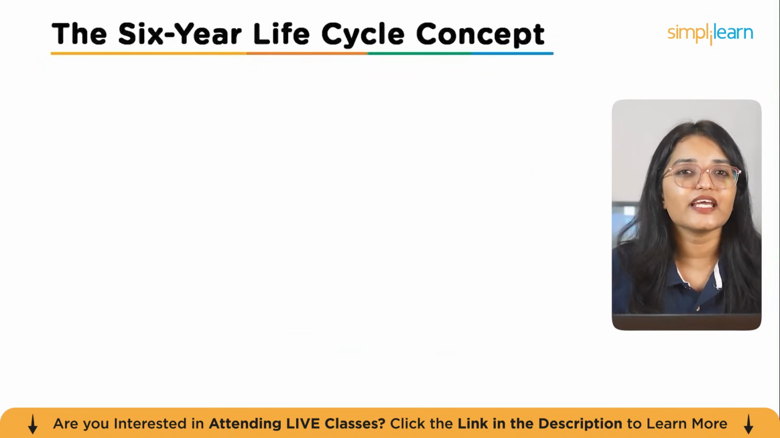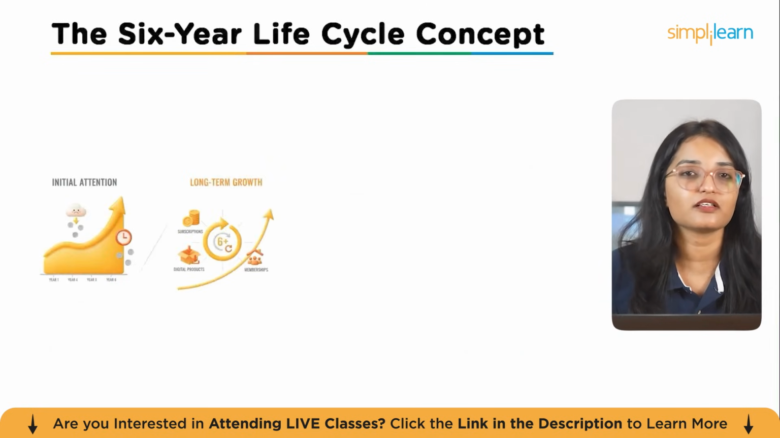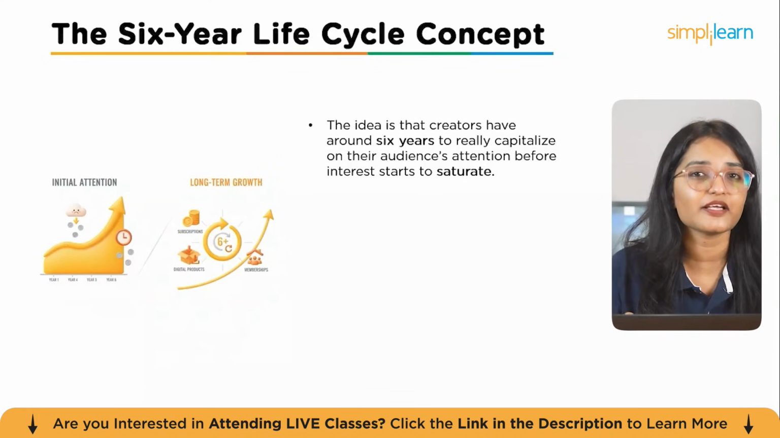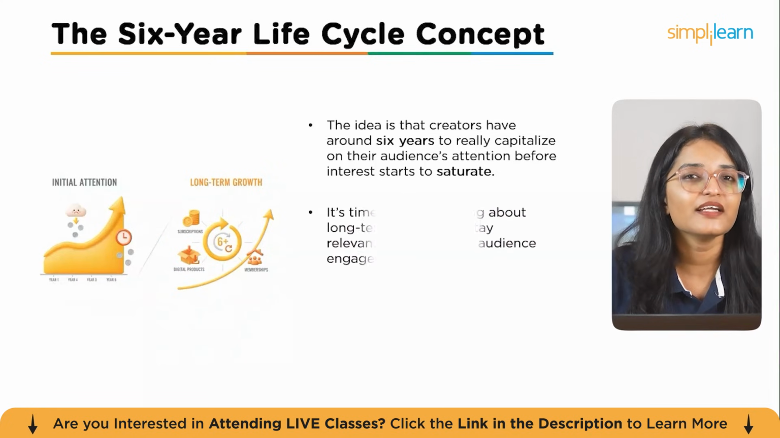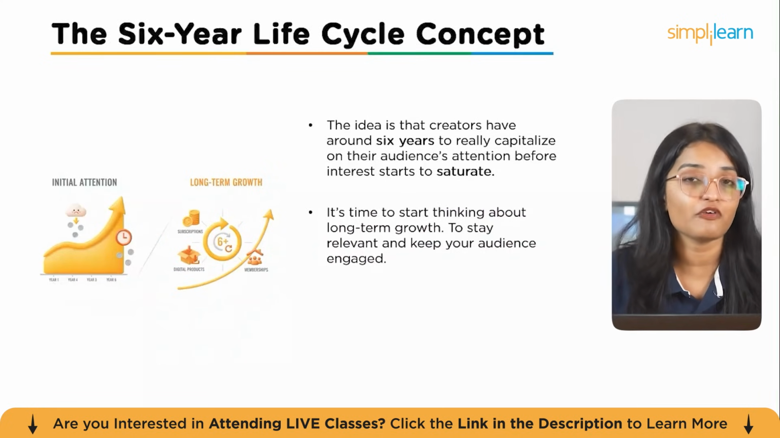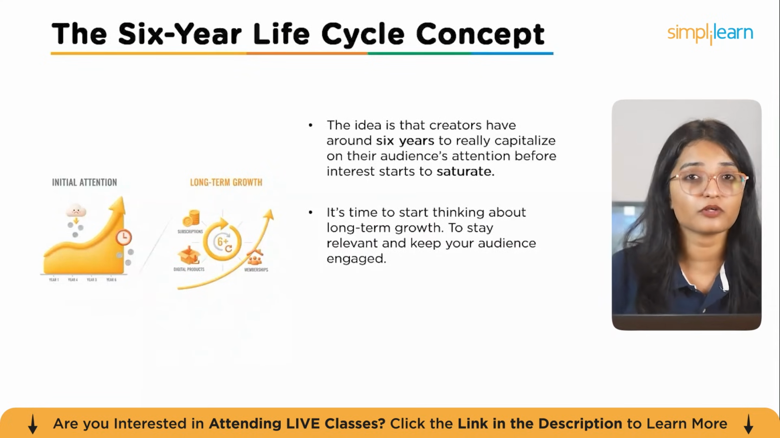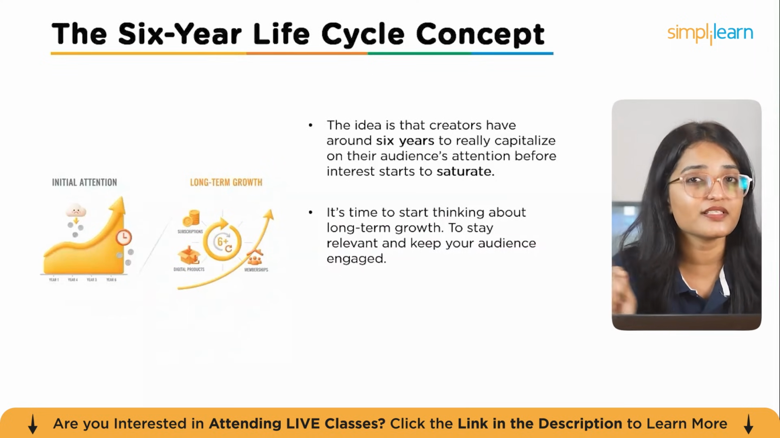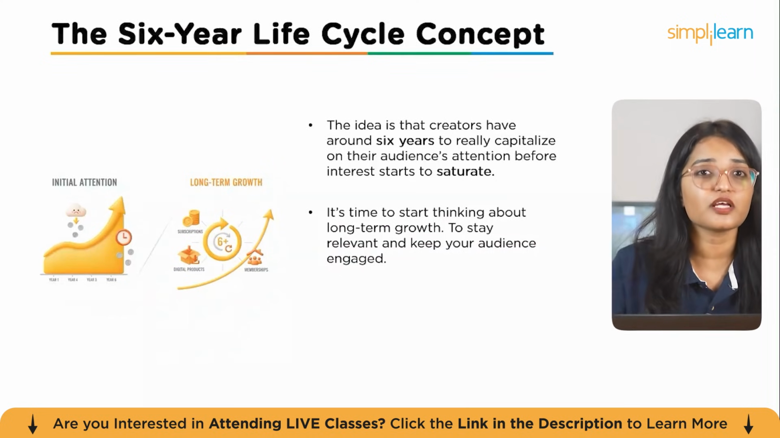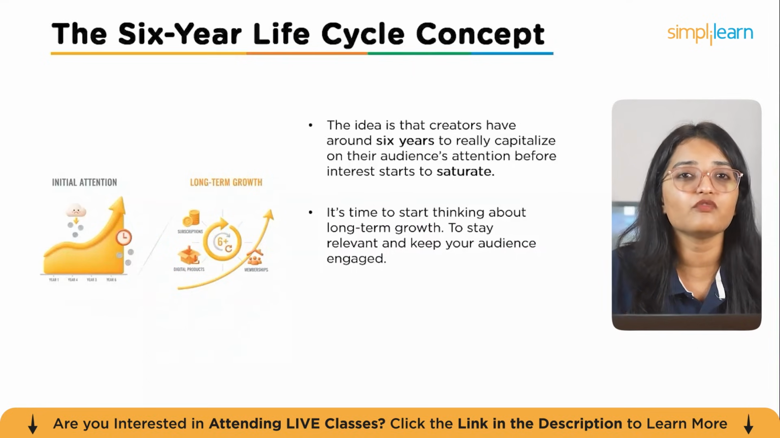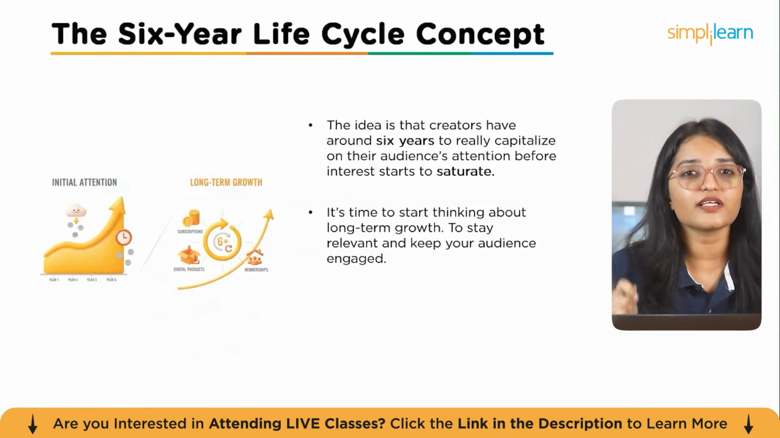Next, let's understand a game-changing concept, the 6-year life cycle concept. The idea is that creators have around 6 years to really capitalize on their audience's attention before interest starts to saturate. After that, it gets harder to keep them at the same level of engagement. So what does this mean for you? It's time to start thinking about long-term growth. To stay relevant and keep your audience engaged, it's important to start transitioning to recurring revenue streams like subscriptions, digital products, or membership models. This will help you sustain growth and avoid burnout once your initial audience interest starts to fade.